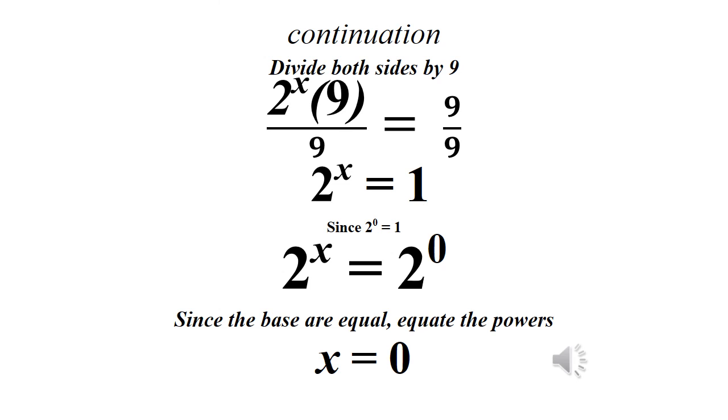Then if you divide both sides by 9, which is the coefficient of 2 raised to power x, we have 2 raised to power x times 9 over 9 equals 9 over 9. Now we cancel 9 at the left and the right side, so we have 2 raised to power x equals 1. If 2 raised to power x is 1, and we know that 2 raised to power 0 is 1 as well, we can just replace 1 with 2 raised to power 0 so that they have the same base. So the bases cancel each other, then we have x equals 0.